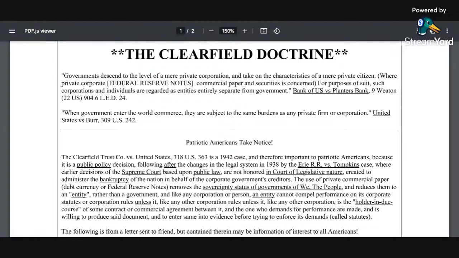Why? Because they have a name such as Federal Reserve. When government enters the world of commerce, they are subject to the same burden as any private firm or corporation.